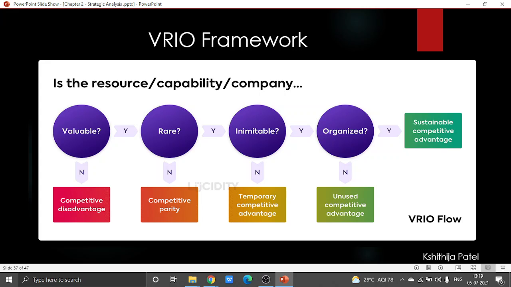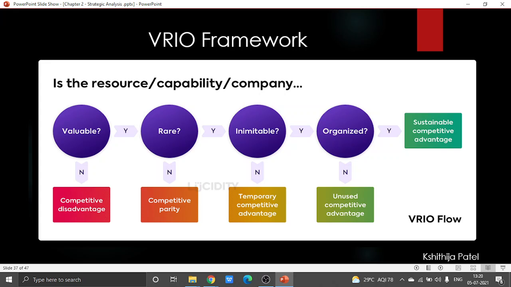Now, in detail, you can study about it, but I shall be telling it in a very brief way. Whenever the organization applies this VRIO framework, it gives answers to questions such as: are the resources of the organization enough? What is the capacity of the organization? Whether the company can withstand it.